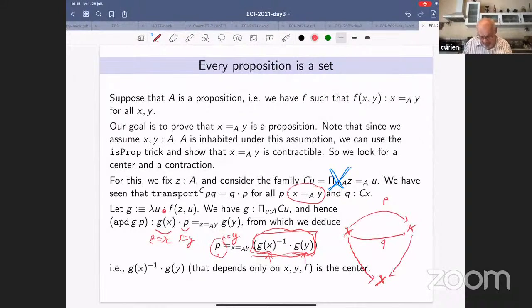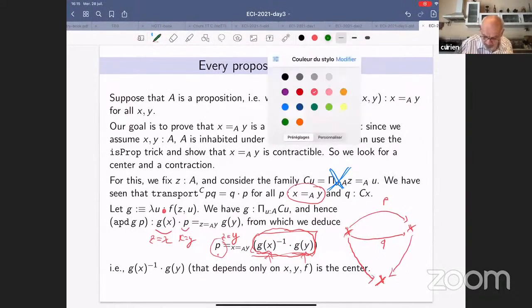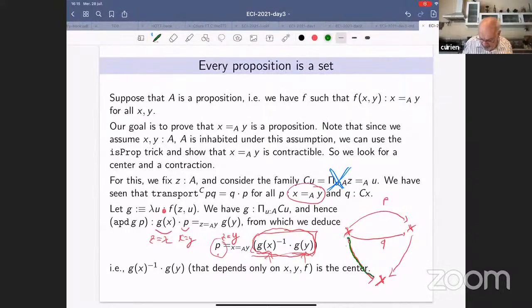So you have a canonical path from this guy to this guy, and then you prove that P is equal to this canonical guy and that Q is equal to this canonical guy, and hence they are equal. And you see that this canonical guy looks very much like this formula here, because it is going down and then up. So taking some path and then the inverse of the path.